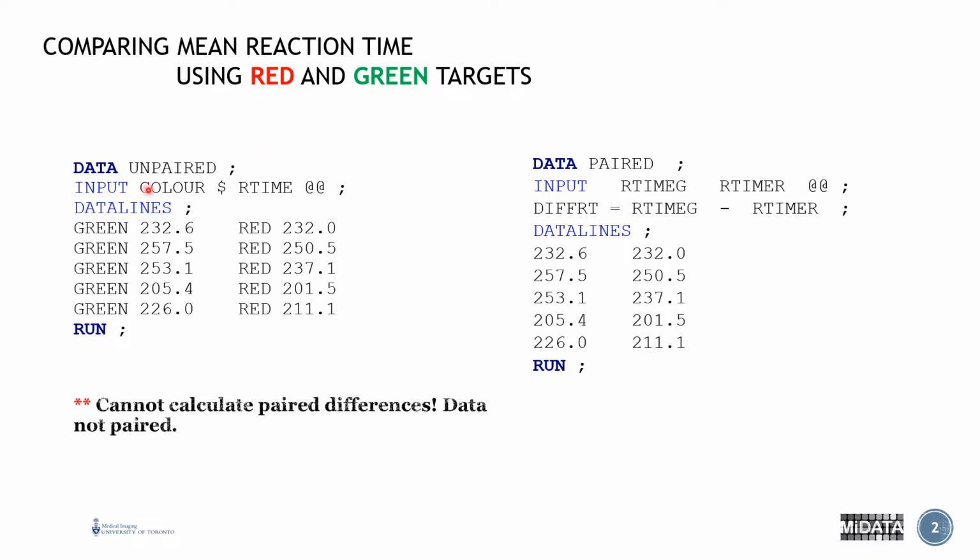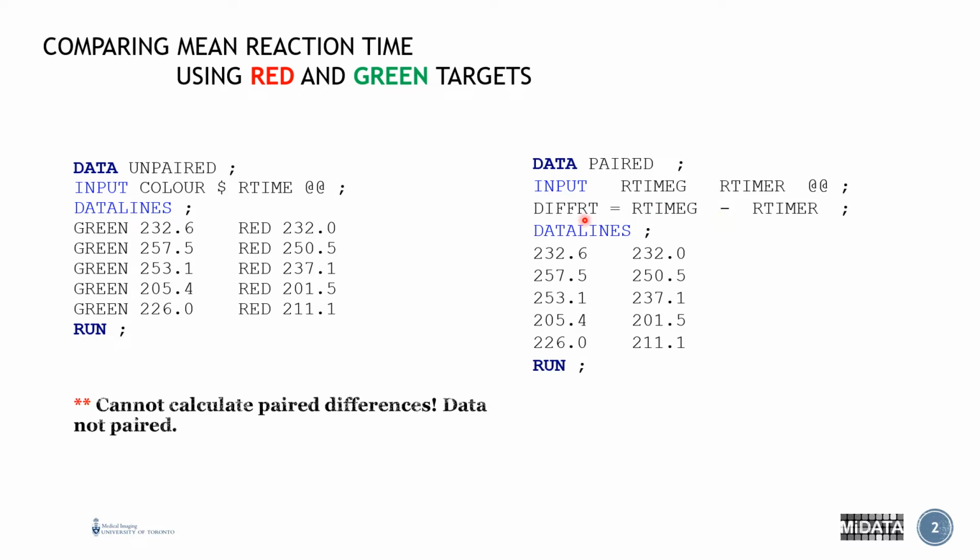One is the unpaired. This is a data statement in SAS to name the data set, the input for defining the variables, color and reaction time. Here is your data. In the paired data set, we have the same thing.